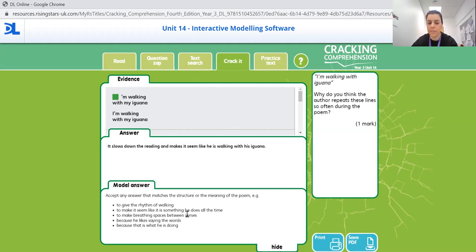To make breathing spaces between the verses, so because you're slowing down your reading, your breathing slows down, so it creates more of a different pace in your reading of the poem. Because he likes saying the words, or because that is what he's doing. He's doing that a lot. So that could be your answer as well. So if you've written any of those answers, you can give yourself a mark. So well done.